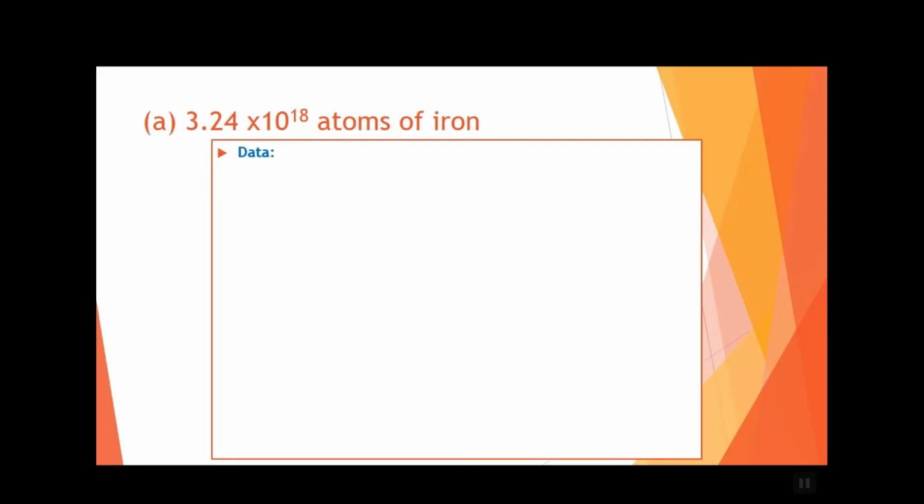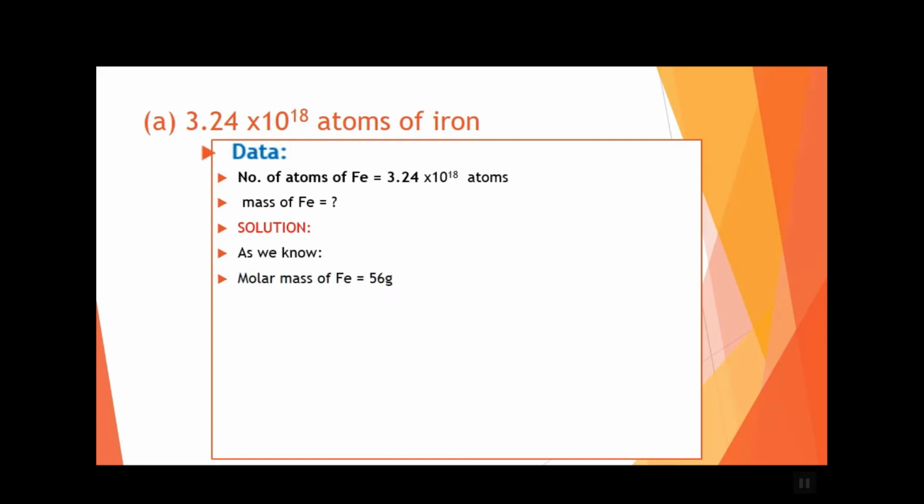Let's start from part A. 3.24 exponent 18 atoms of iron. Our data is: number of atoms of iron is equal to 3.24 exponent 18 atoms, and mass of iron we don't know. So solution is, as we know, molar mass of iron is 56 gram. Yes students, atomic mass of iron is 56 amu and molar mass of iron is 56 gram. So number of atoms is equal to moles into 6.022 exponent 23 atoms.